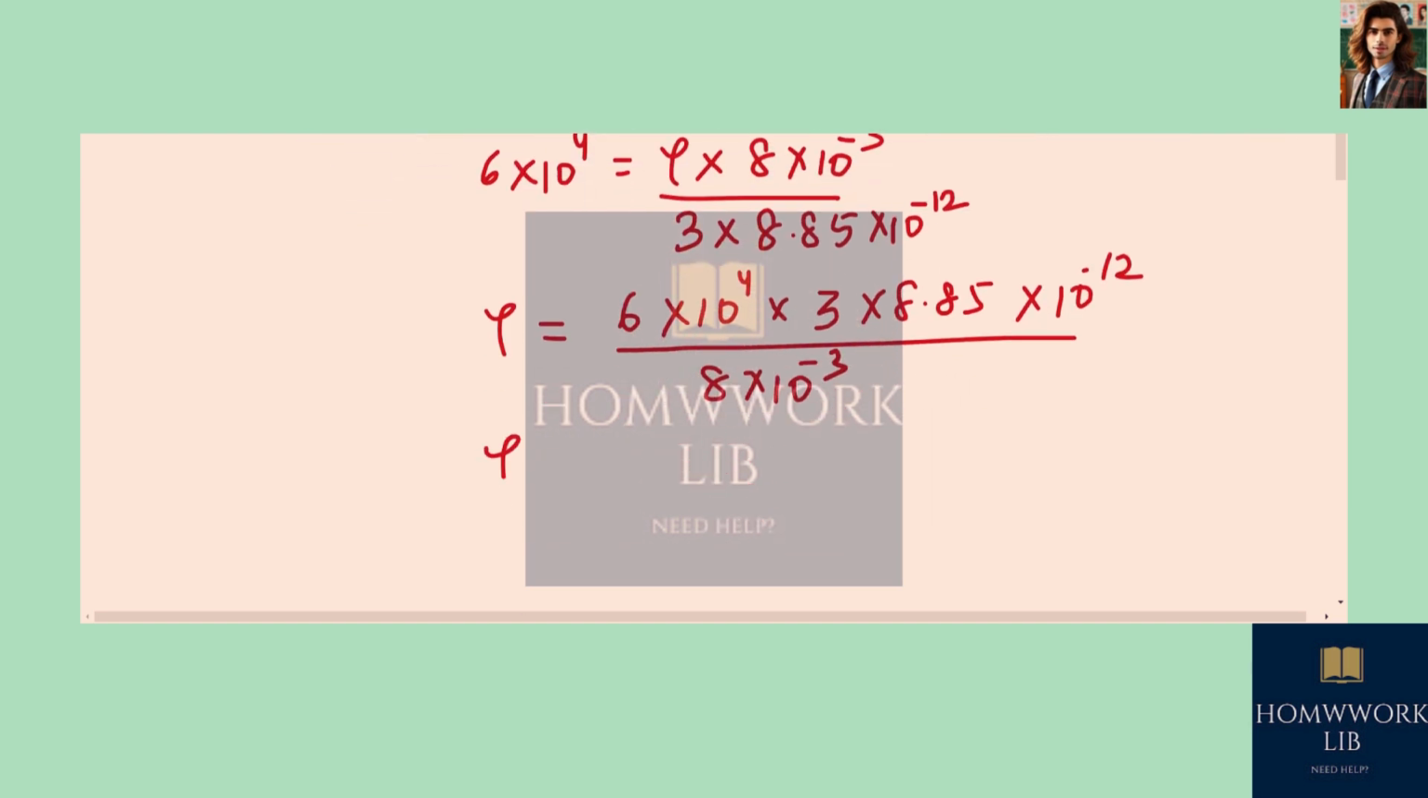So let's just simplify in short. First we'll multiply 6 and 3, so that would be 18, then multiplying with 8.85 and further dividing it by 8, we get 19.91 into, now simplifying these powers of 10, this would be 10 to the power minus 9, and 10 to the power 4, when we multiply, we get 10 to the power minus 5. And the unit of rho, because this is volume charge density, will be coulomb per cubic meter. So this is the value of rho.